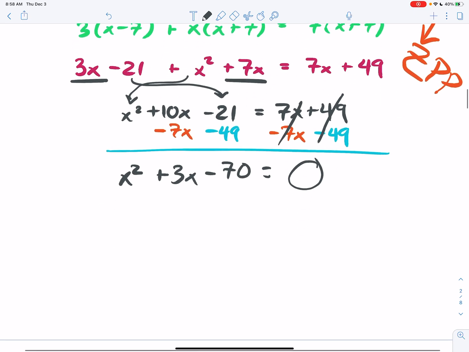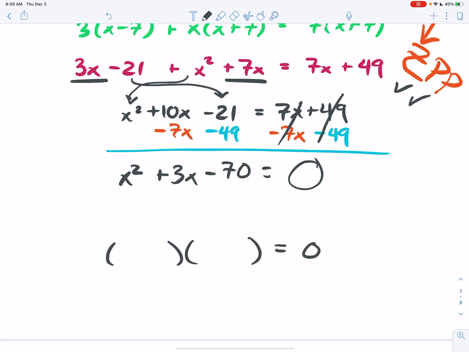Okay, so I have my 0. Now I need a product, okay? So in order to get a product, I need to factor it. So here we go. X times x will give me x squared, so that's pretty easy. I'll put that in there right away.